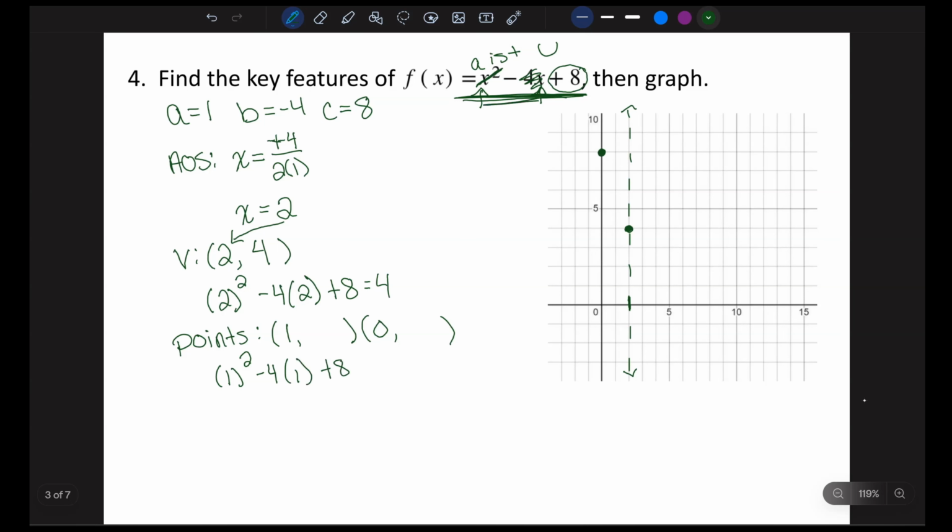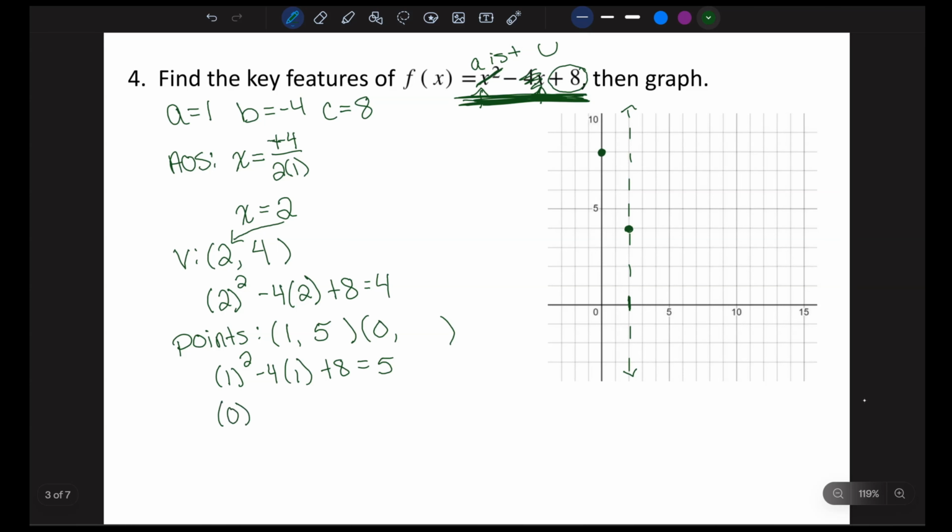Again, I just took that equation I was given and plugged in 1. So when I plug in 1, I get 5 as an outcome. 1 squared minus 4 times 1 plus 8 is 5. Okay, and I'm going to go ahead and do 0 as well.